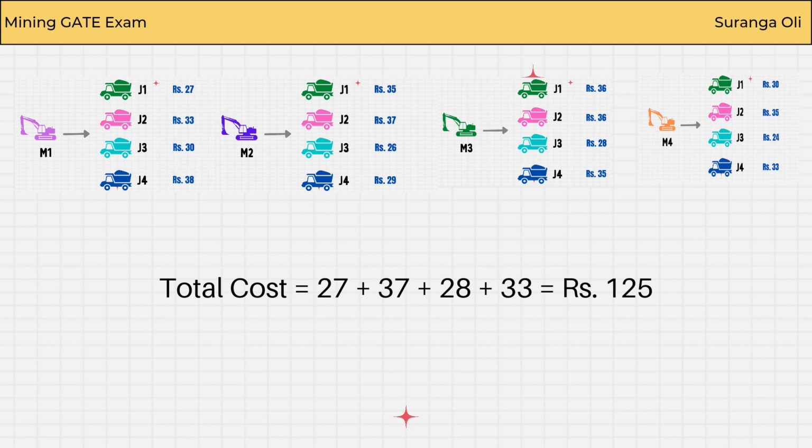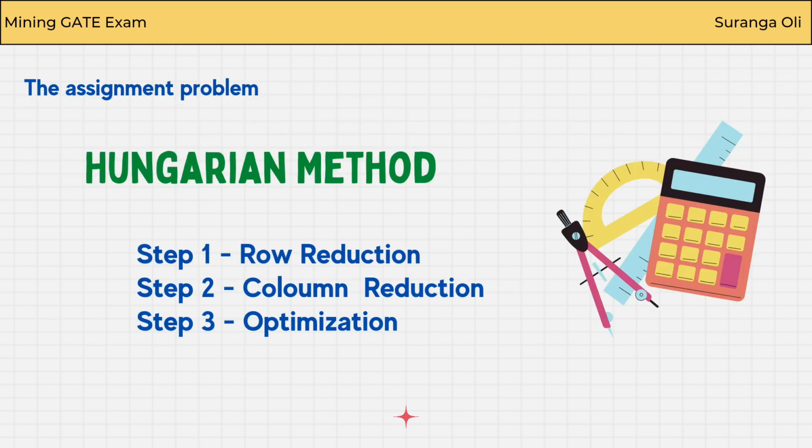When we randomly assign the machines to jobs, we get the total cost of this assignment as rupees 125. In this problem, we are going to find the minimum cost of the assignment using the Hungarian method. In this Hungarian method, we have to follow 3 easy steps. Step 1, row reduction. Step 2, column reduction. And step 3 is optimization.